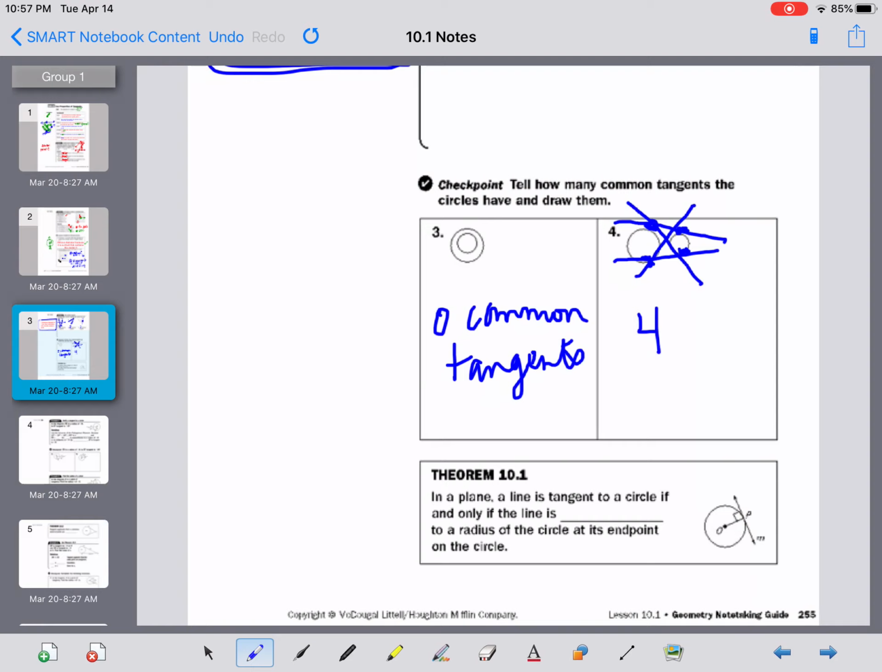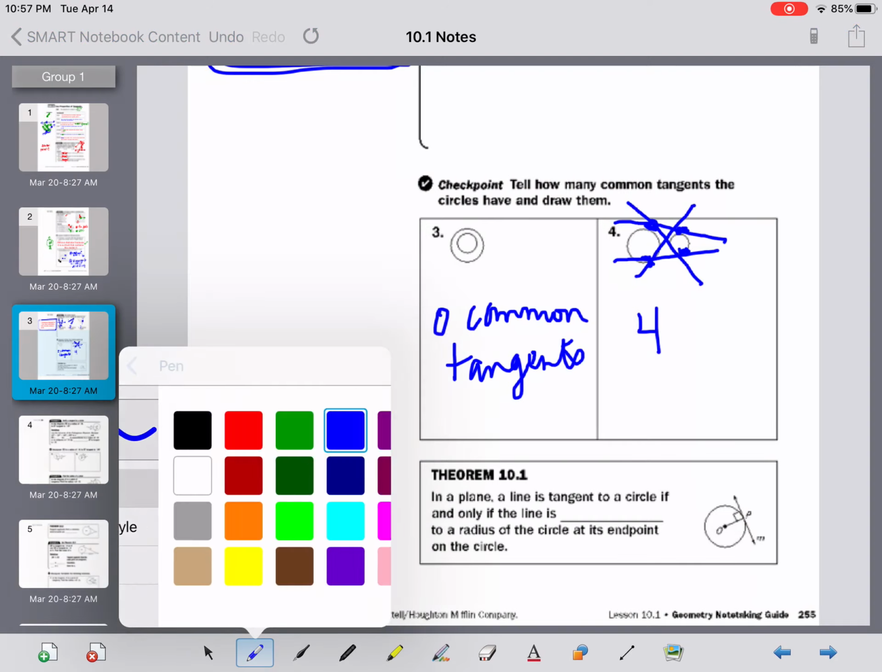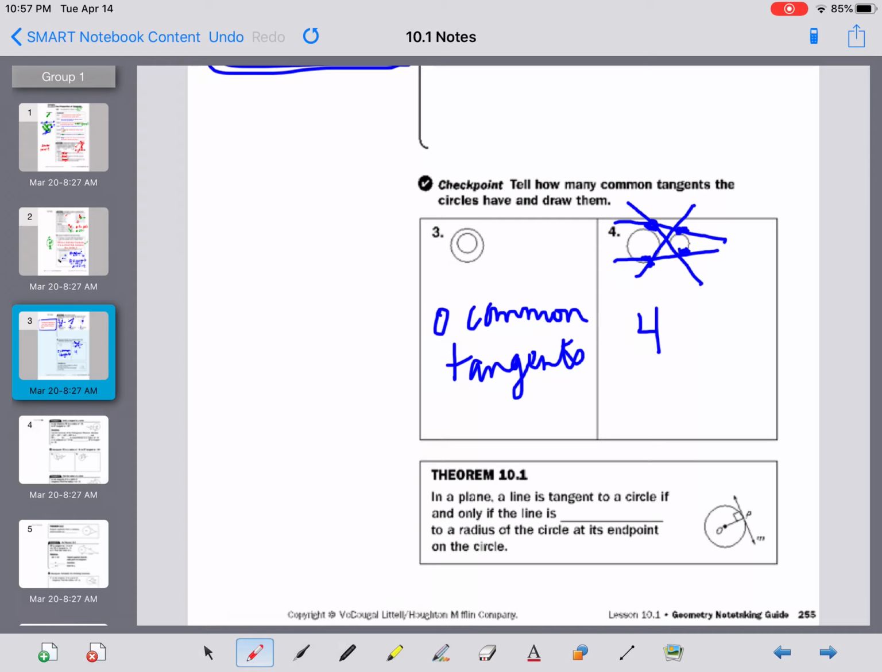All right, our first theorem here in chapter 10 is: in a plane, a line is tangent to a circle if and only if the line is perpendicular. I guess this would have been a good time for my symbol of my upside down T. Perpendicular to the radius at the circle at the endpoint. So when I have a tangent line and a radius, I always get a perpendicular or right angle.